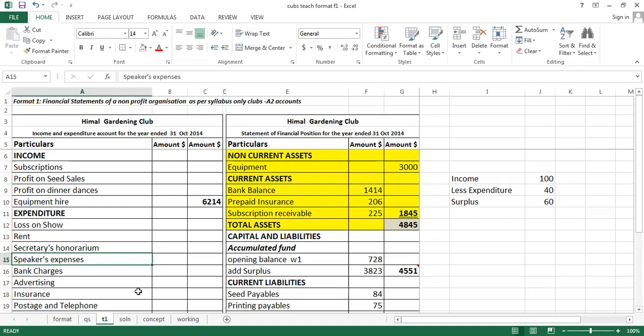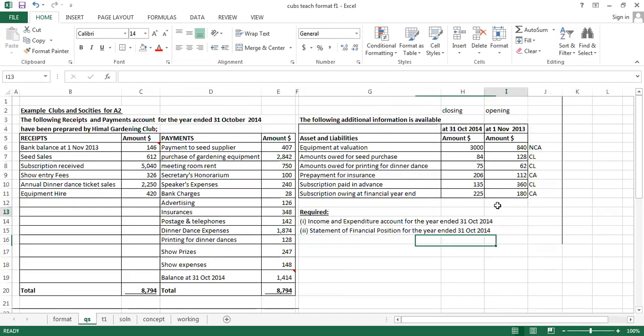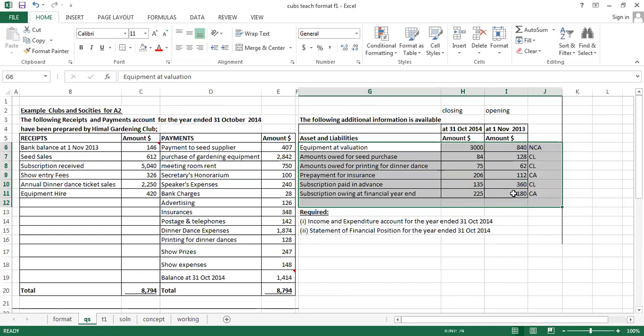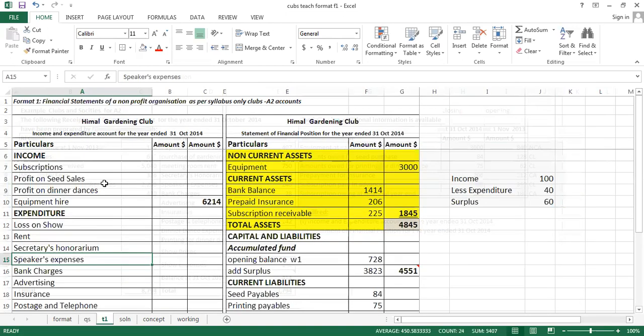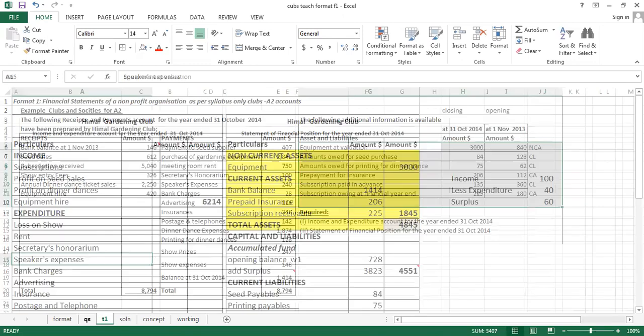Now for simplicity, I'm going to do it serially based on the additional information. Remember that all this additional information needs a working to be done, because the working will show you whether the missing figure is either income or expenditure. So I'm going to do it step by step, but in the exam you don't need to do it step by step. First you can do subscription, then you can do it in a sequence as you prefer. But right now I'm going to go according to the question.